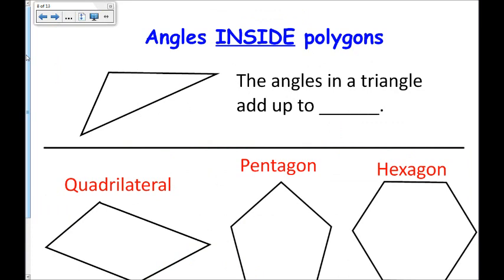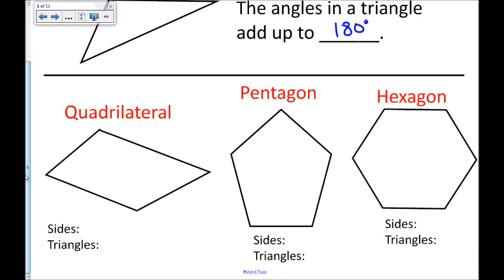Now that we have all that vocabulary out of the way, let's talk about angles inside and outside of polygons. This is the important stuff in this section. We know that the angles in a triangle add up to 180 degrees. In fact, we've even proven that to be true. So let's look at quadrilaterals, pentagons, and hexagons. Now, as much as possible, we like pulling things back into triangles because we know so much about triangles. So I'm going to draw some triangles inside of these polygons to help me figure out the sum of these angles.